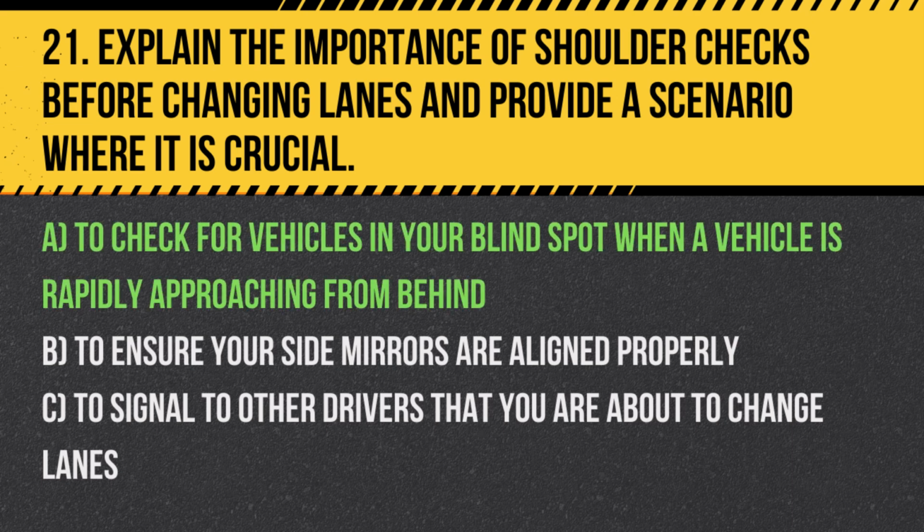Answer: A. To check for vehicles in your blind spot when a vehicle is rapidly approaching from behind. Performing shoulder checks is crucial to detect vehicles in your blind spot, especially when a vehicle is quickly approaching from behind, ensuring you change lanes safely.